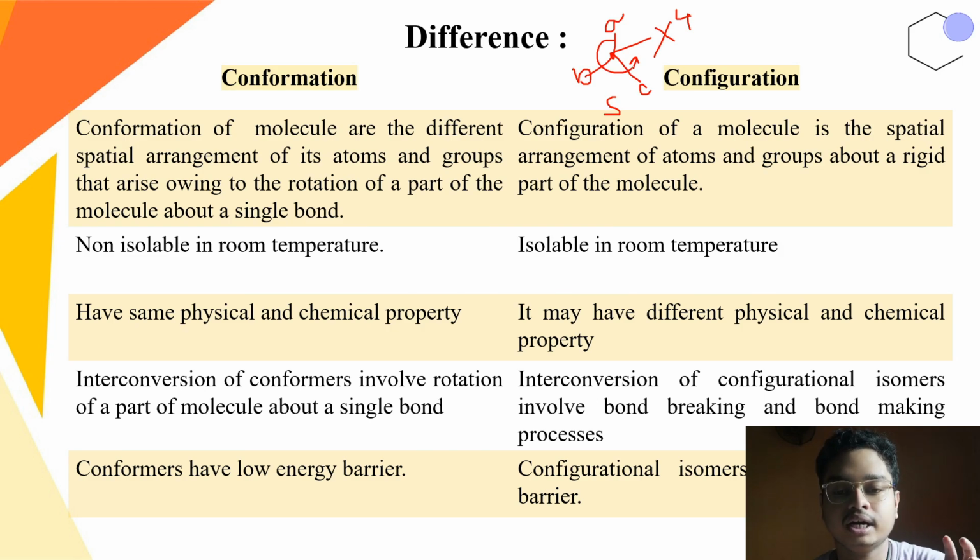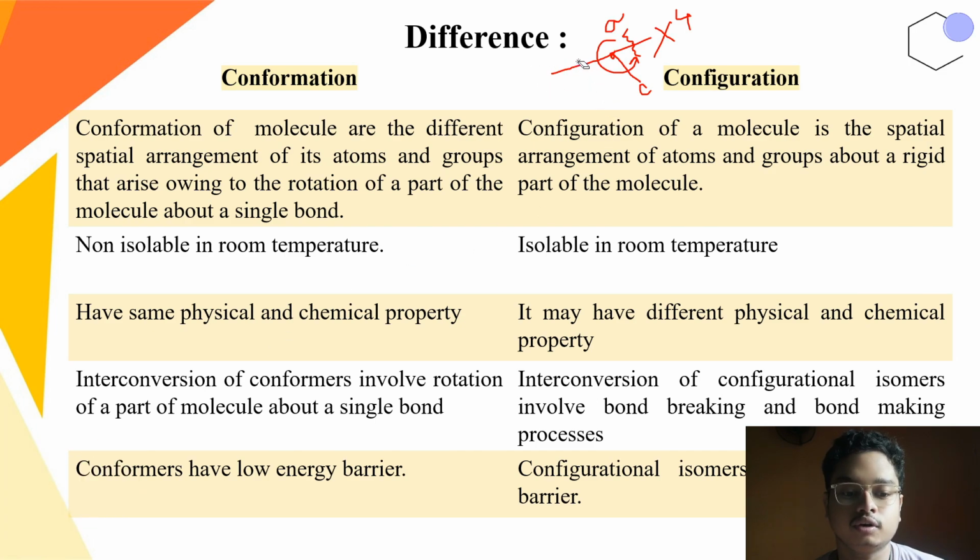Now, if we want the R isomer of this particular compound, then you have to break this particular bond and this particular group should be present here. Then only we get the opposite isomer, that is the mirror image. So changing the configuration requires a bond breaking and making process. However, changing the conformation will not require any kind of bond breaking or bond making process.